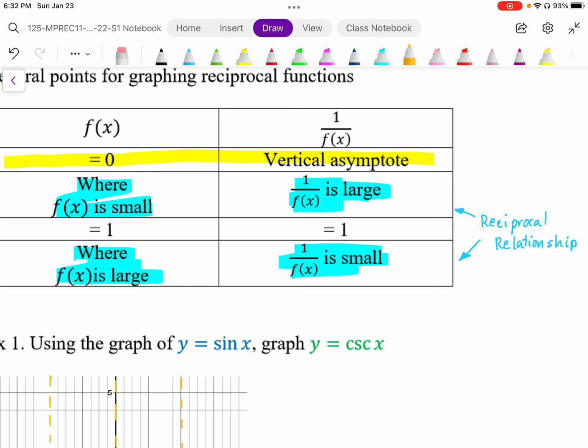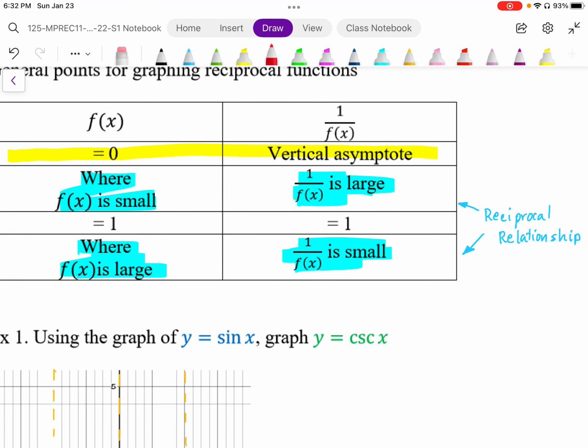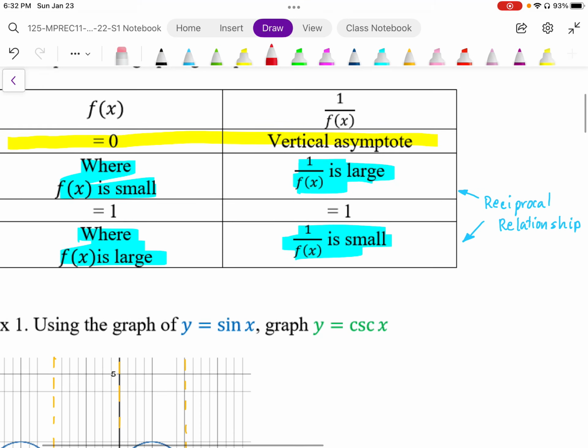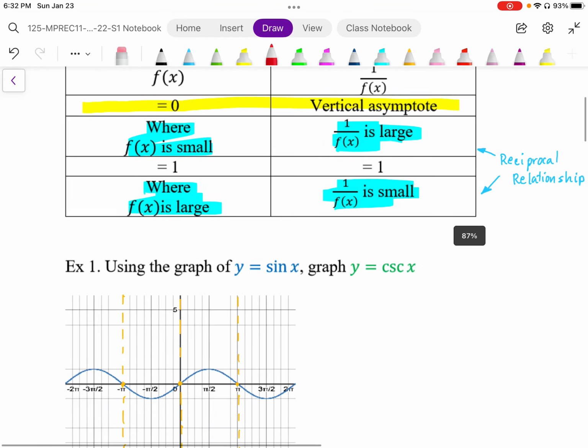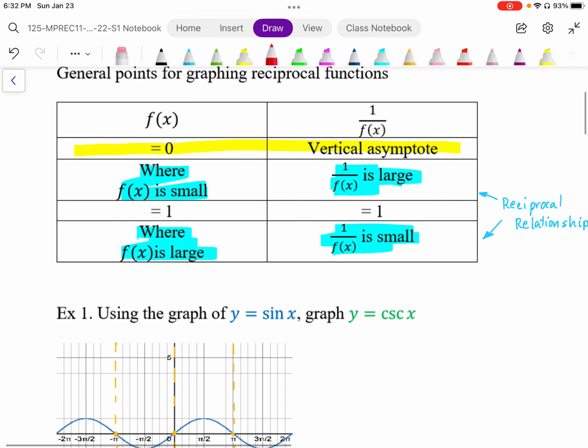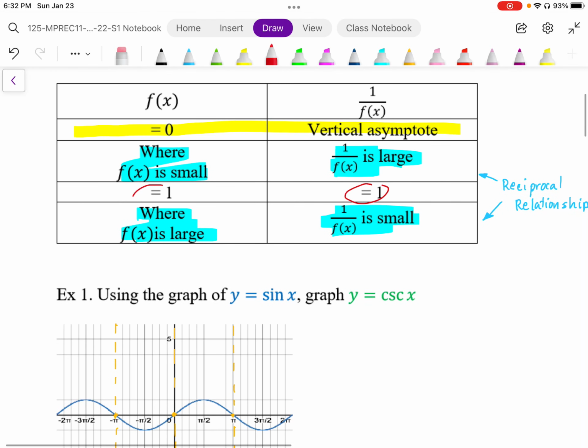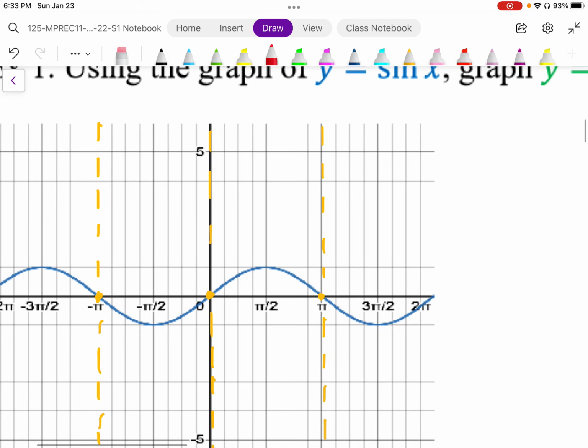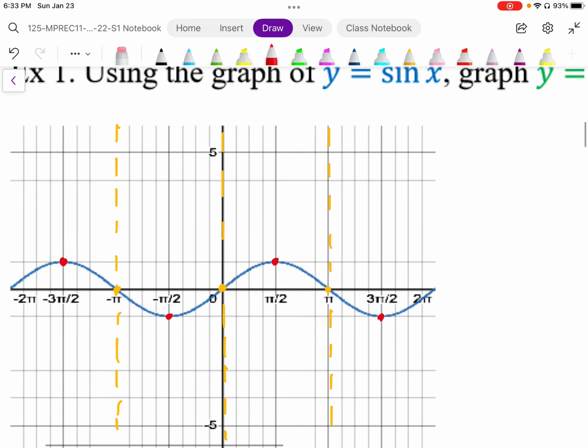The other point is the y value of 1. Okay, and this is called an invariant point. You don't need to remember that terminology, but it's called an invariant point. So that's what I'm going to identify. I'm just going to circle that in red. So that's my invariant point. When I take a look at my graph, where f of x is equal to 1 and negative 1, we end up with invariant points. Okay, so those are my invariant points.